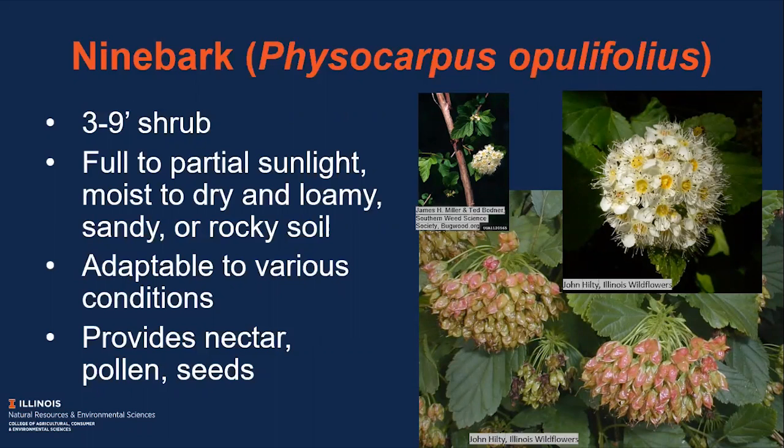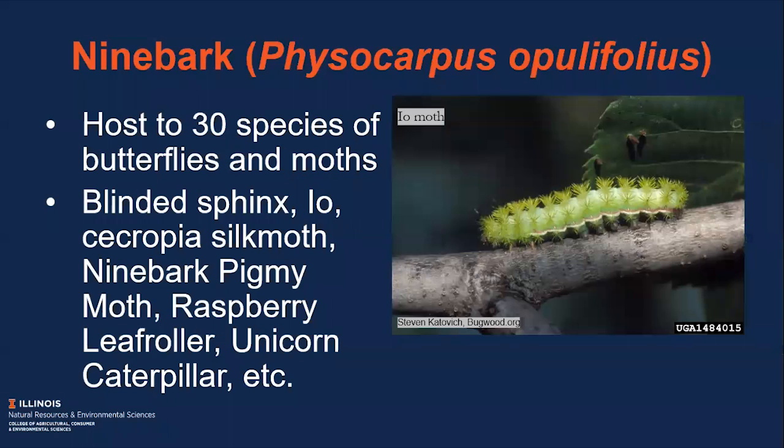It provides a whole suite of nectar, pollen, and seed resources to local wildlife. So pretty good one here. It is host to 30 species of butterflies and moths. Here we have pictured a caterpillar of the Io moth, but also host to blinded sphinx, Cecropia silk moth, specific to the ninebark pygmy moth, raspberry leaf roller, and unicorn caterpillar, among others.